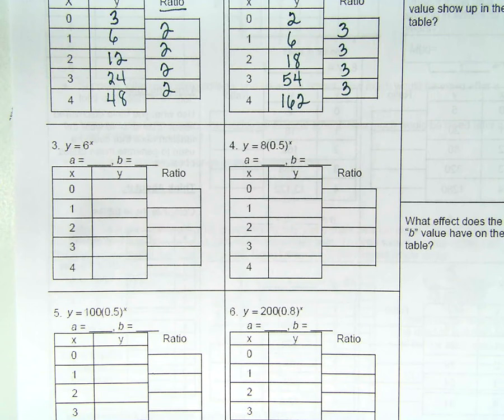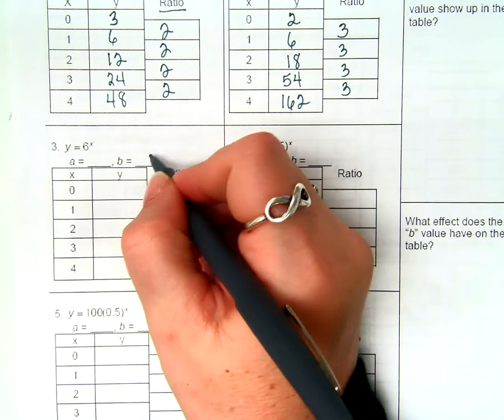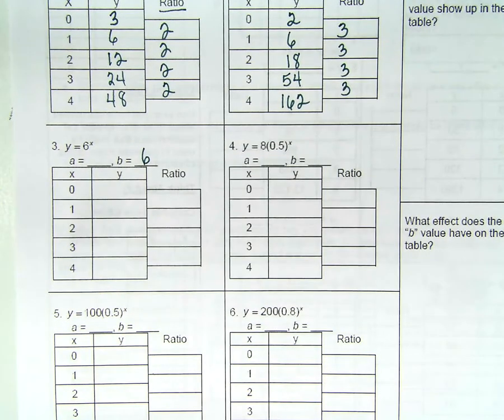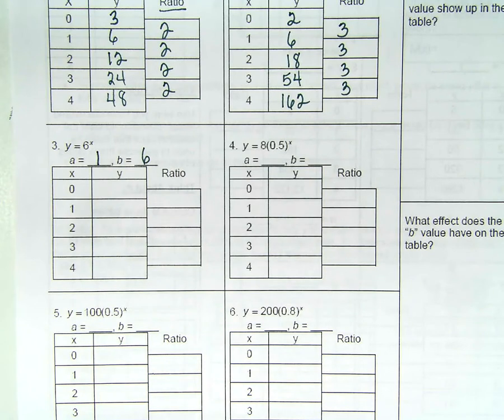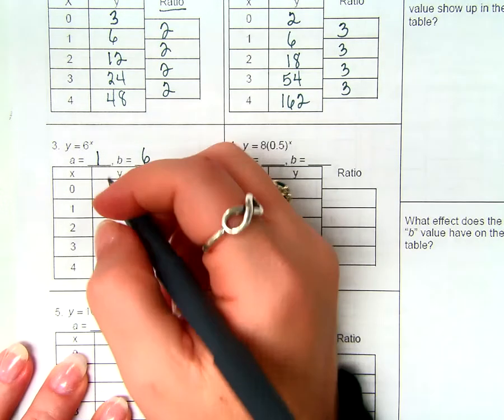How do you know that 6 is b? How do you know which one is a and which one is b? Yeah, b is the one with the exponent. Okay? This one has an exponent, so it's b. In this case, is there an a? Yes, it's just not written. Okay, that's correct. A is 1. Okay? So get that in your table and let's look at the values.